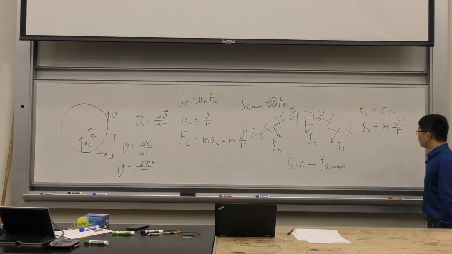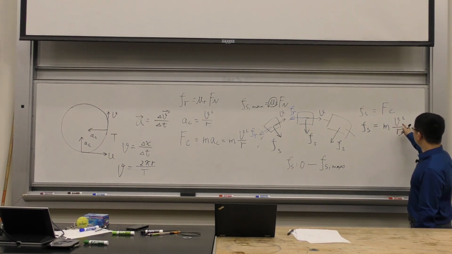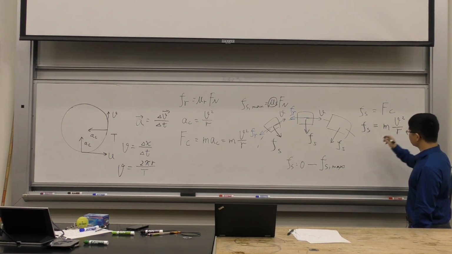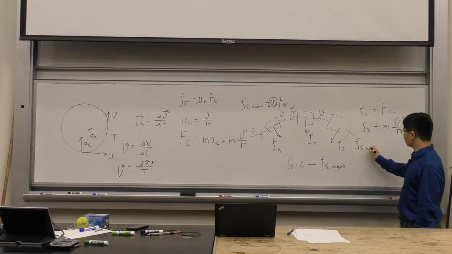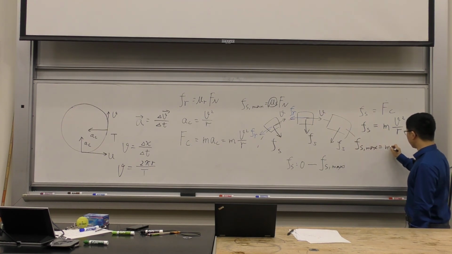Then you see, when does the maximum speed occur? The maximum speed occurs when the static friction force has reached the maximum.